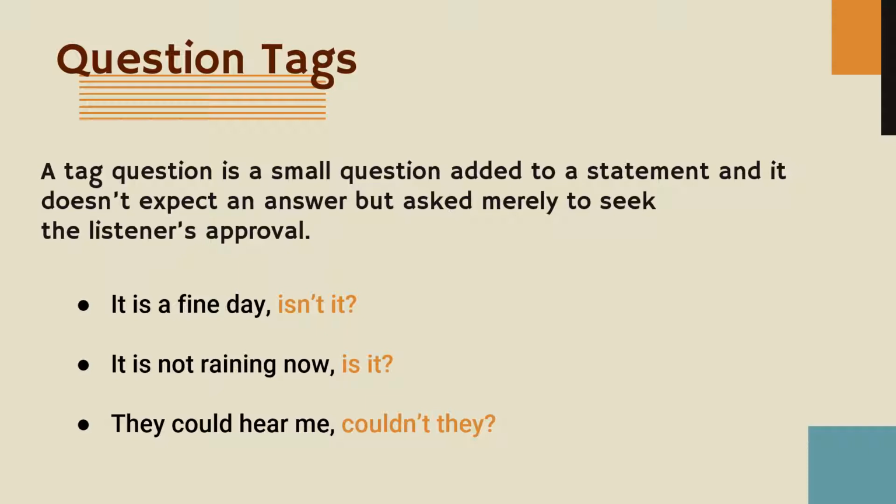Second one is, it is not raining now. The added question tag in the second sentence is is it. Third one is, they could hear me. The added question tag in the third sentence is couldn't they?